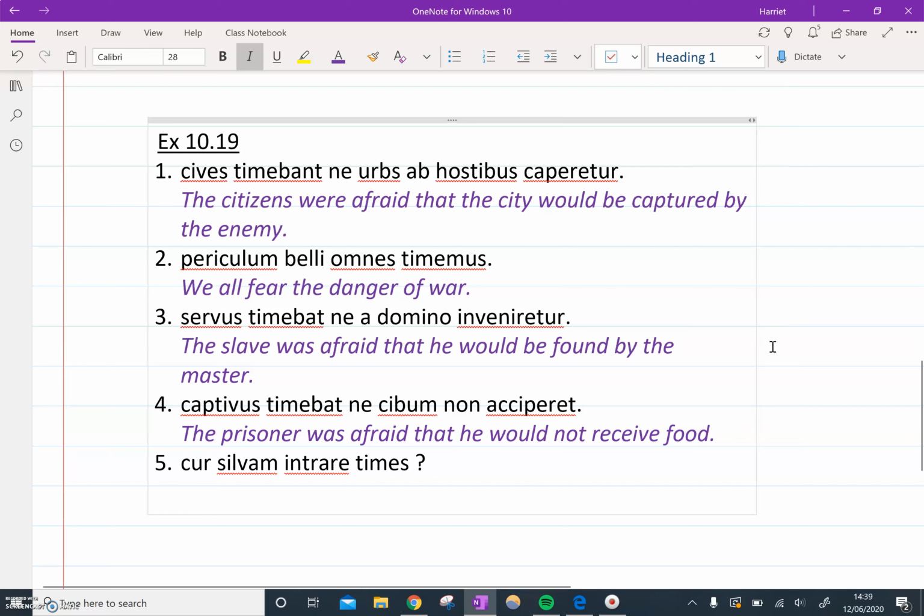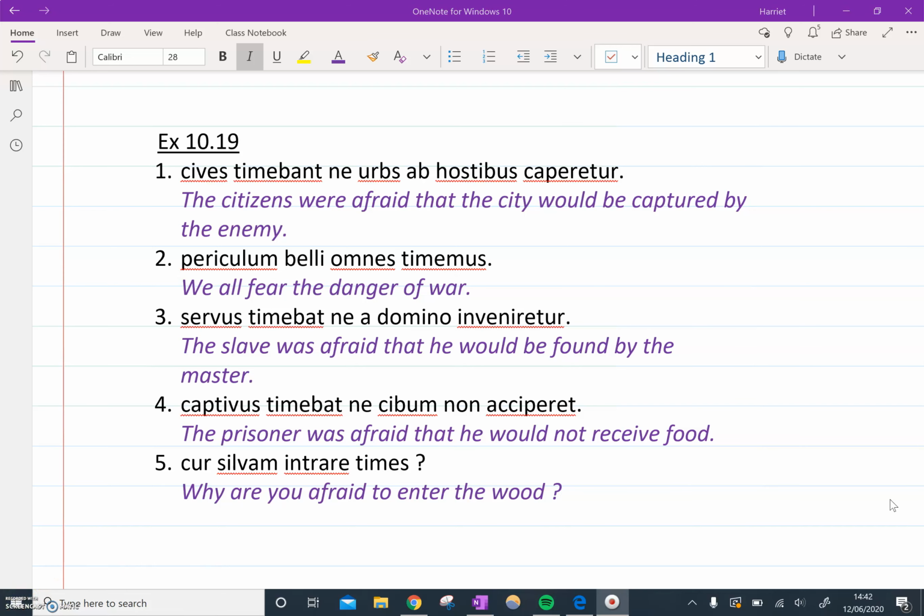Okay, so this one is another really straightforward sentence. It's not a whole chunky subjunctive clause. Why, timēs with S on the end, do you fear? Intrāre silvam, to enter the wood. So actually thinking about it, why are you afraid would be a better translation here. Okay, so that's 10:19.